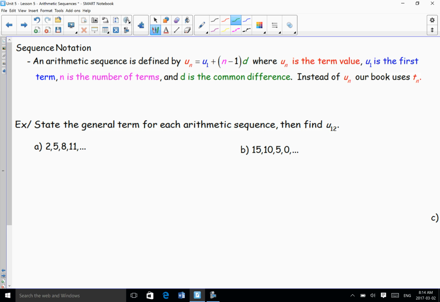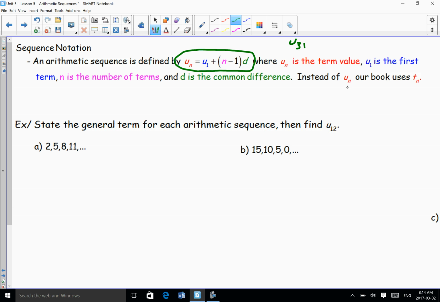Our equation is going to be in this format. u_n equals u_1 plus (n minus 1) times d. u_n stands for your term value. For instance, u_3 would be term number 3. u_31 would be the 31st term of the sequence. u_1, by that definition, would be the first term. n is our number of terms, and d is our common difference.